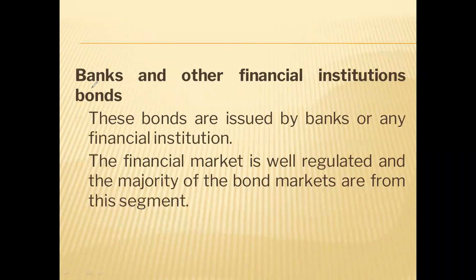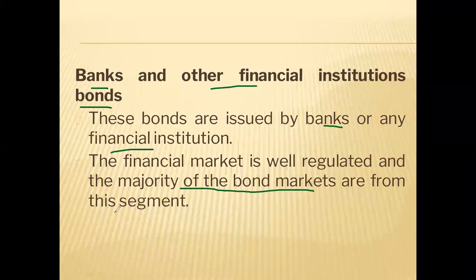Then banks and other financial institution bonds. Those bonds which are issued by banks, financial institutions, etc. will be known as bank and other financial institution bonds. The majority of bonds in the Indian market are from this segment only. So if some bank is issuing a bond, it will become a bank bond.